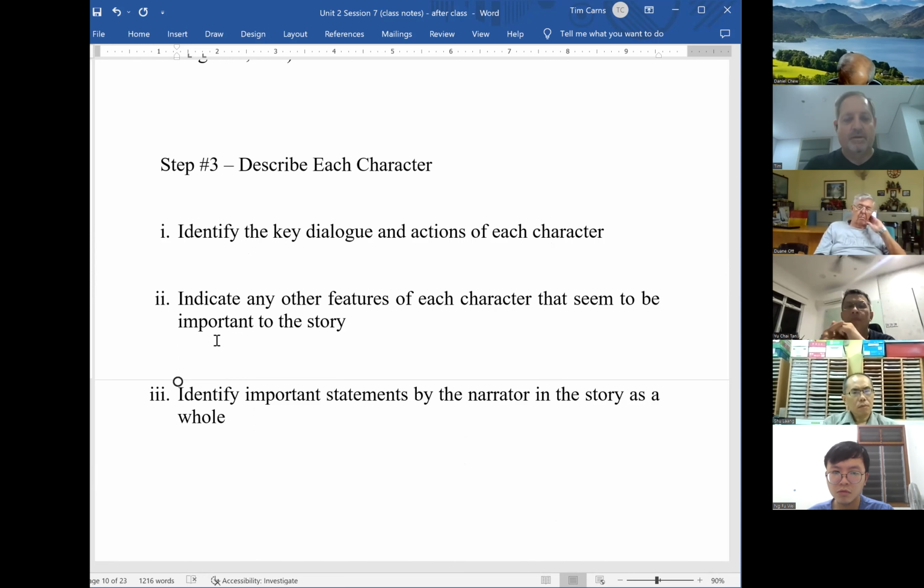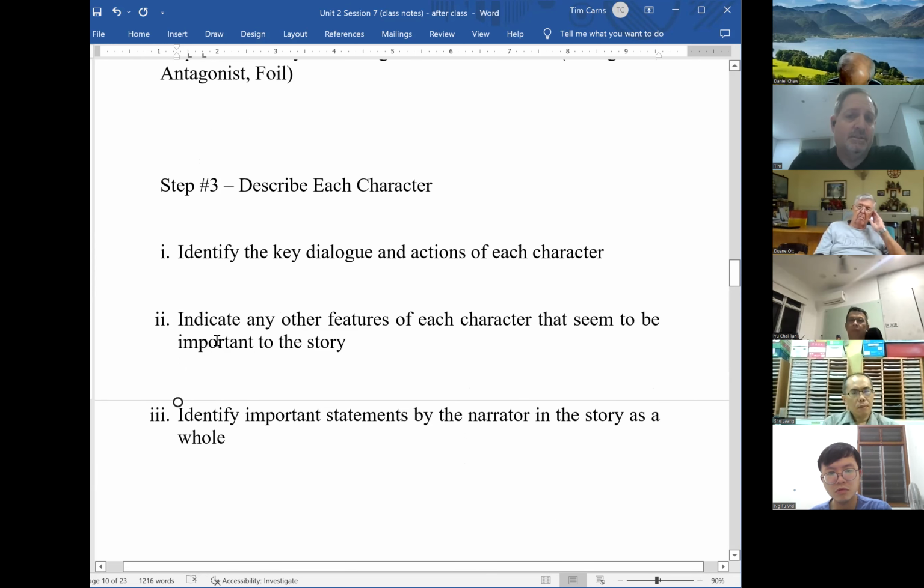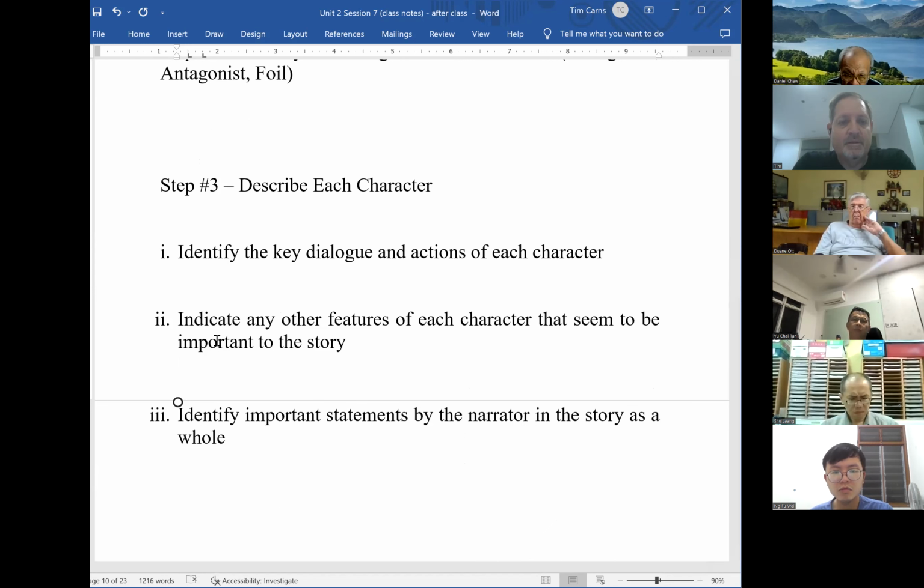And then finally, the narrator comments: what statements made by the narrator are important. Now when we did a scene analysis, we also examined the narrator comments and noted them in each scene. But in this particular case, when we're doing the character analysis, it's more about looking at the story as a whole, not just particular scenes. As I look at the whole story, what seem to be important comments by the narrator in the story as a whole?